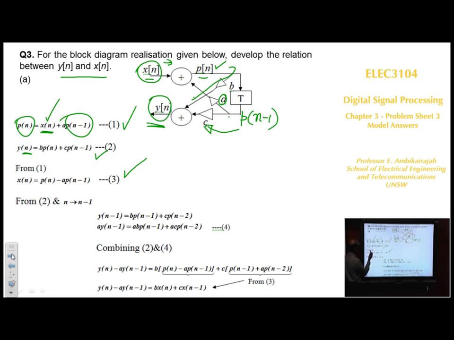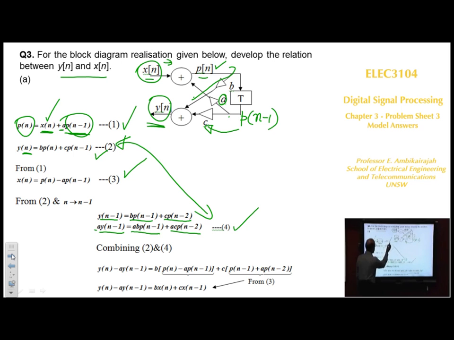So you go into it, replace by n minus 1, you'll get yn minus 1 is equal to b Pn minus 1 plus c Pn minus 2. And you now multiply by a to make a yn minus 1, because remember here we have a Pn minus 1. That's what we want. That's why you multiply by a here. You get a b Pn minus 1, immediately a c Pn minus 2. That's equation 4, the same as previous question.